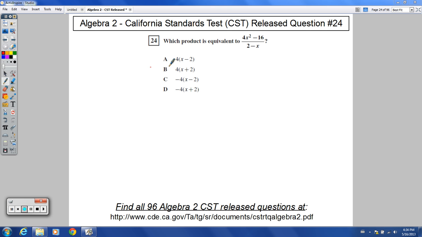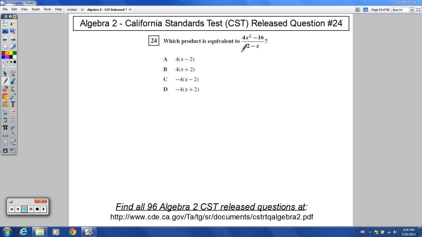Hey, welcome to Algebra 2 CST release question number 24. It says which product is equivalent to, we've got 4x squared minus 16 on the top, we've got 2 minus x on the bottom. I do notice this is a difference of 2 squares, so I could factor this into 2x squared plus 4 and 2x squared minus 4.